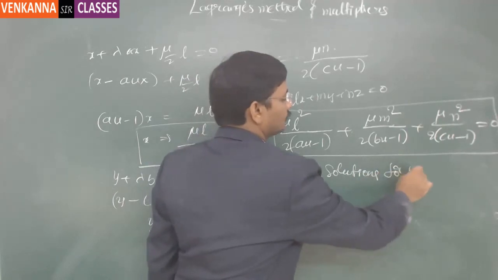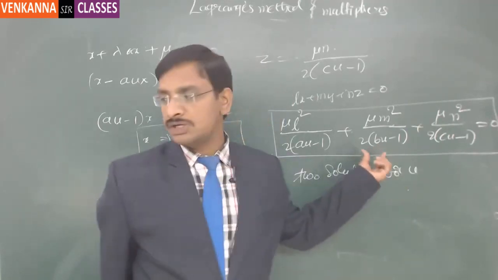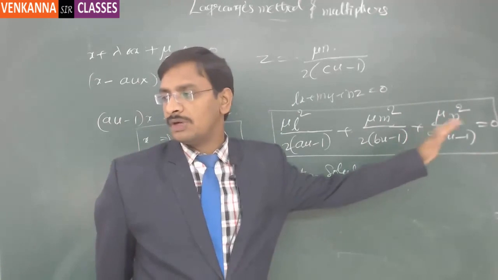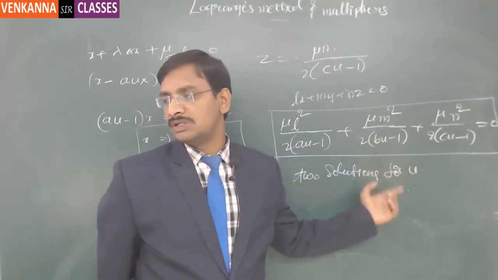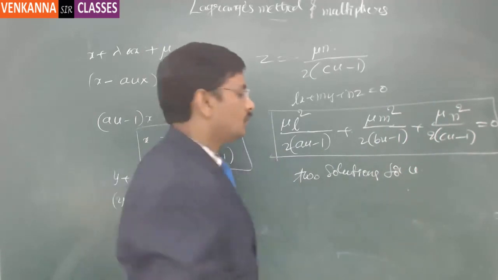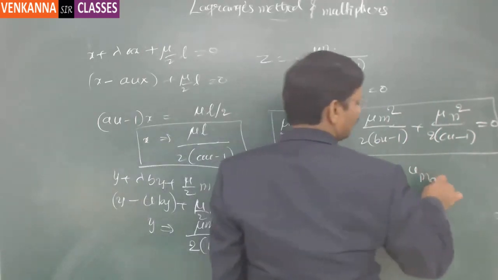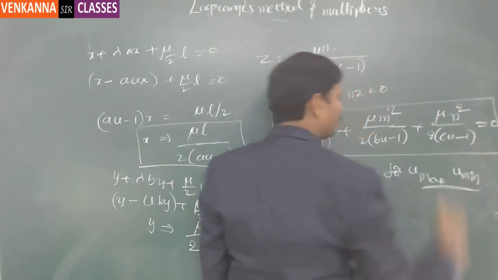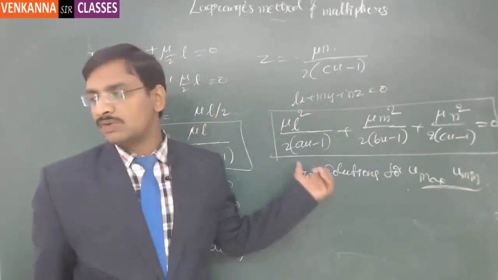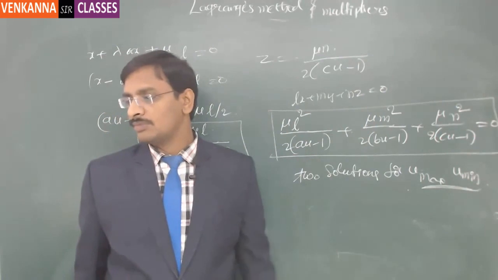Because this is a quadratic equation in u, if you take one part to the other side, then cross multiplication will lead to a quadratic equation in u. So these u values, you are going to get one as the maximum value and the other as the minimum value. Two solutions we are going to get if you solve this quadratic equation. Got it? Understood?